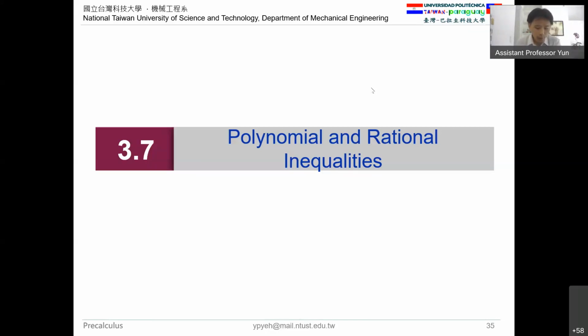In the next section we'll introduce some inequalities in the polynomial functions and the rational functions. And I think in chapter 2 we have learned some of the inequalities, right? So normally when we see the function f of x, if we would like to find the solution of the function, usually it is equal to 0, right?